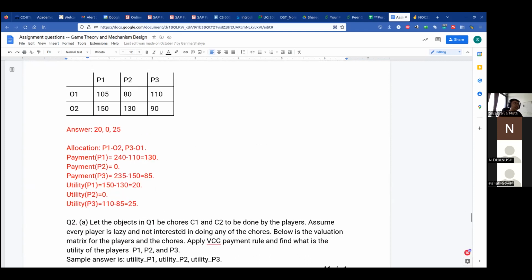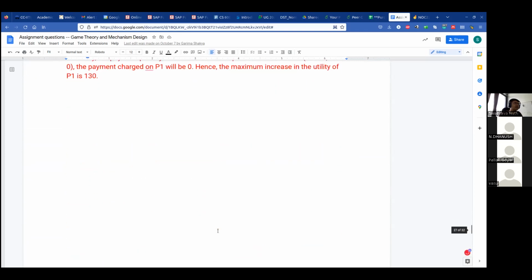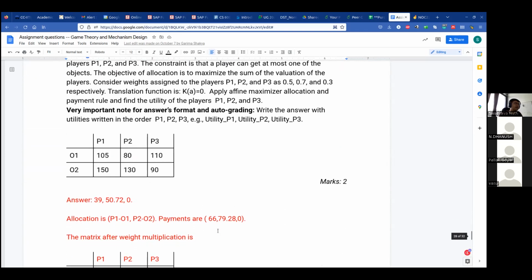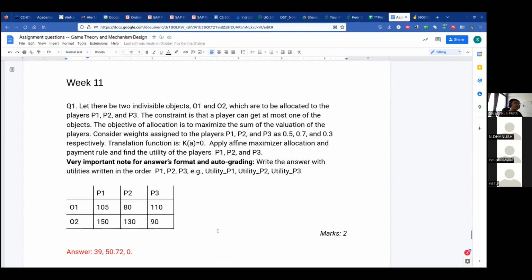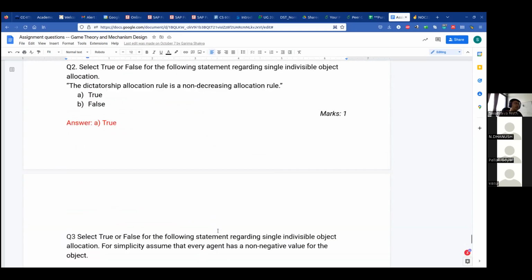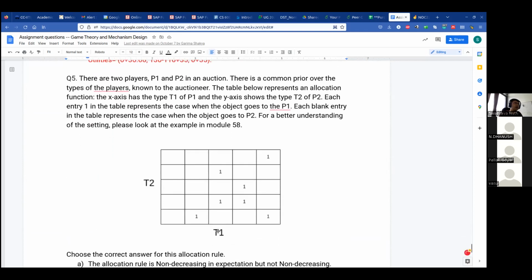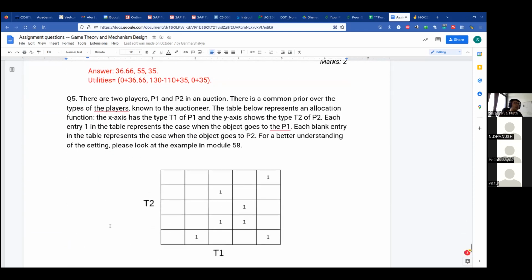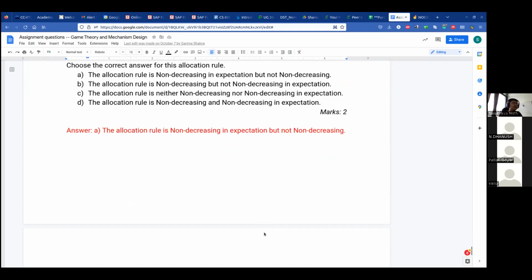Yeah, this question is actually about the VCG payment from last week. This is for the affine maximizer, we calculate the numbers for the affine maximizer. And then I think the later part was the optimal auction. Yeah, and also this was discussed in the last meeting.